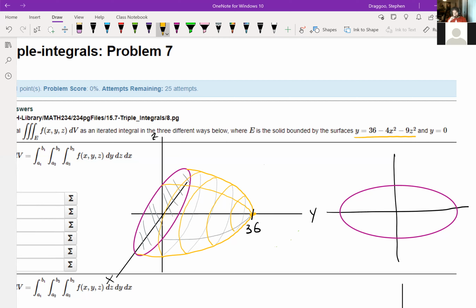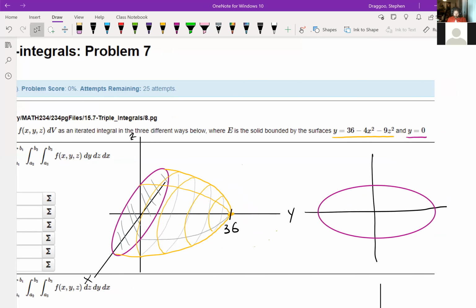Really, it's that elliptical paraboloid is the shape that I've colored in yellow, while the plane y equals 0 contains the ellipse that I put in magenta. So if y is 0, I've got 0 equals 36 minus 4x squared minus 9z squared. So that ellipse should really be 4x squared plus 9z squared equals 36. Again, just plug in 0 for y and then put that equation into a form that we can recognize. Now, hopefully we can recognize that thing as an ellipse.